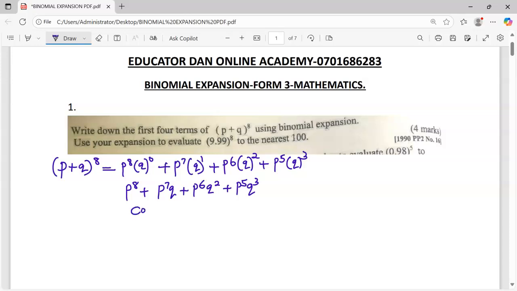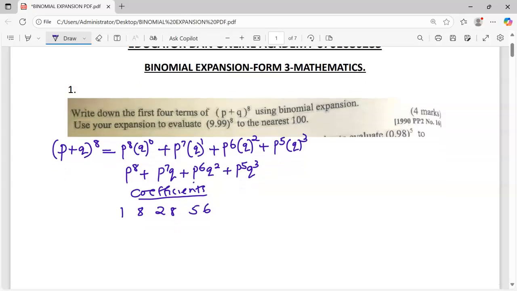Once we have done that, we now look for the coefficients of power 8, and the coefficients of power 8 will be 1, 8, then we have 28, we have 56. Since we need the first four terms, we can stop at 56 and then of course pre-multiply back the coefficients. 1 times p^8, you get p^8. Then 8 times p^7 q, you get plus 8p^7 q.